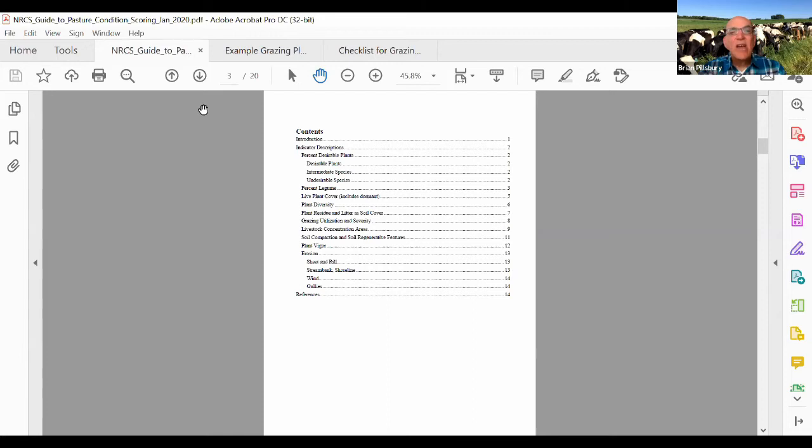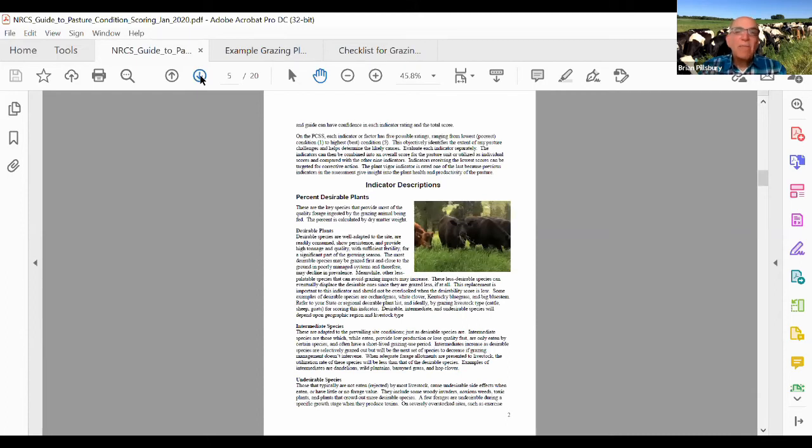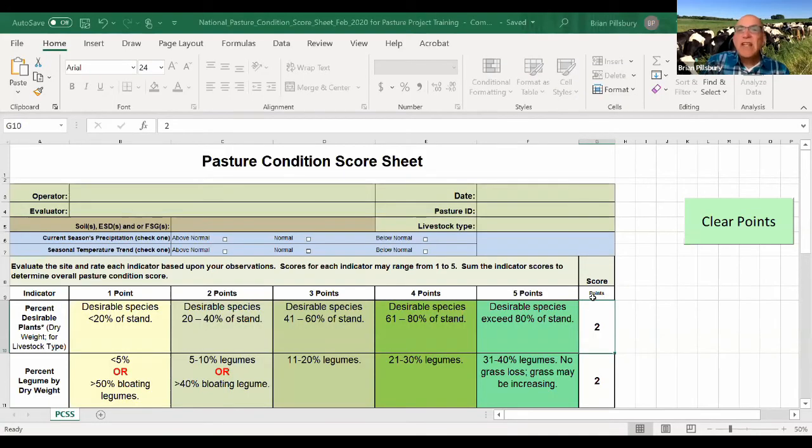In the guide, we have a very lengthy description for each indicator, with some pictures. But the actual score sheet itself is an Excel document, and that is something I want to show you because it has a good summary of each indicator at each level, and it's where you would document the actual rating for each indicator. So I'm going to stop sharing the guide and bring up the Excel spreadsheet. You should see the Excel file of the pasture condition score sheet on your screen right now.